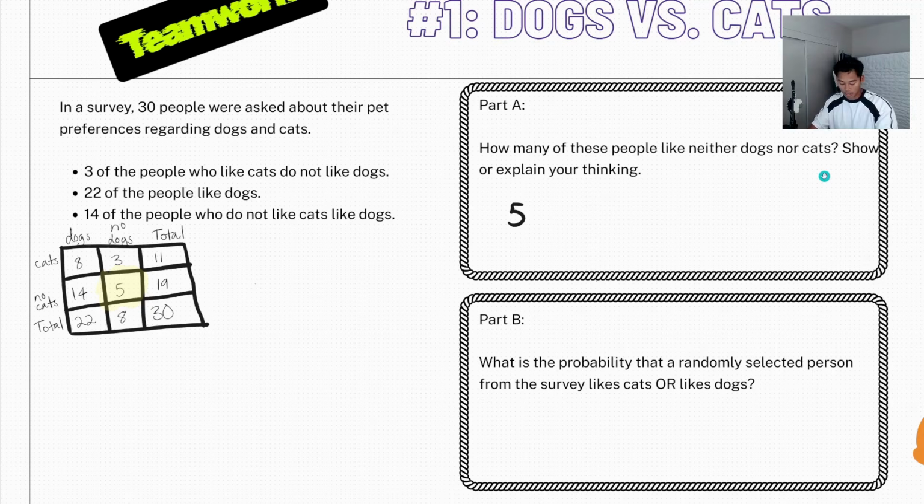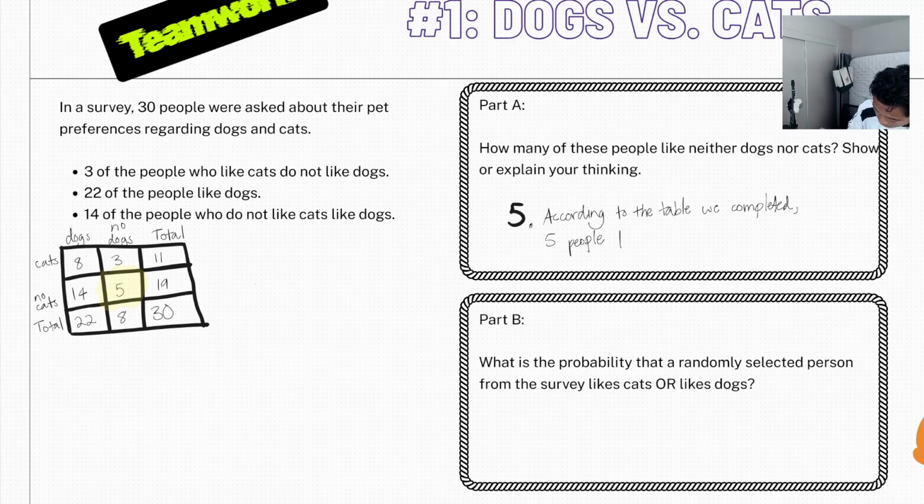Okay? And then if I had to write a little sentence on my test, I might say something like, according to the table we completed, 5 people don't like either cats or dogs.